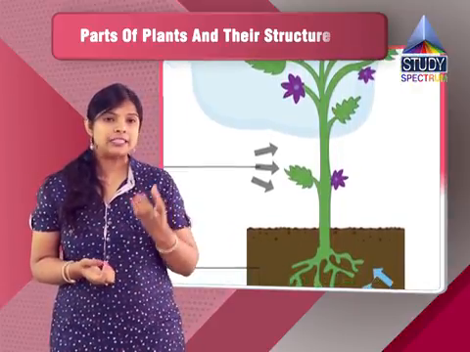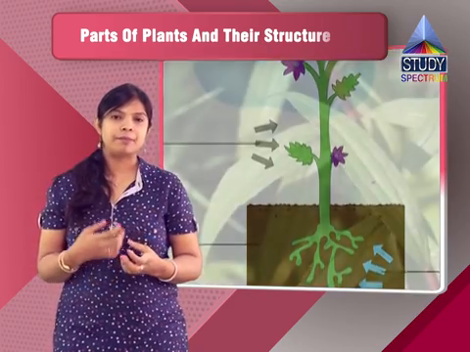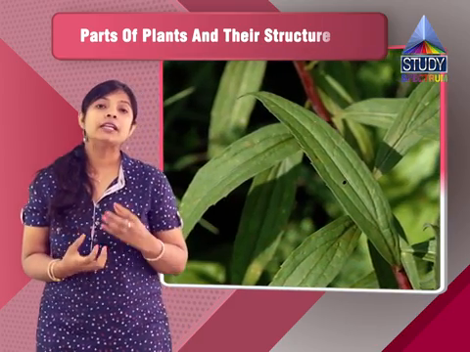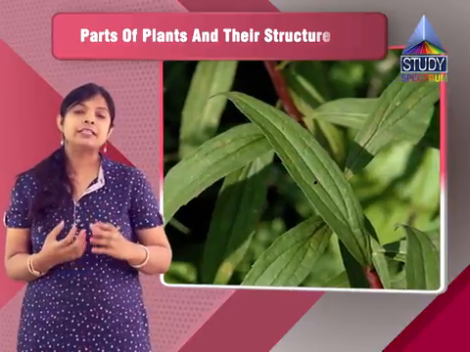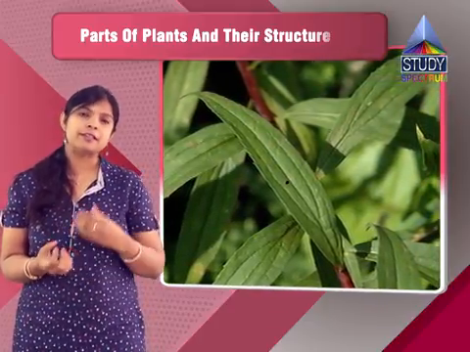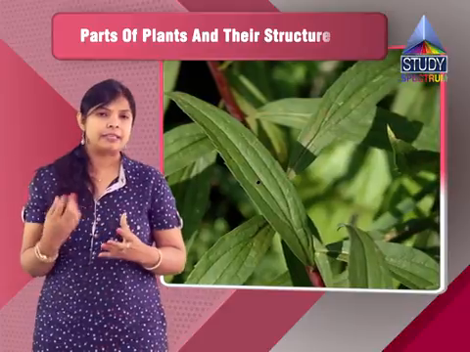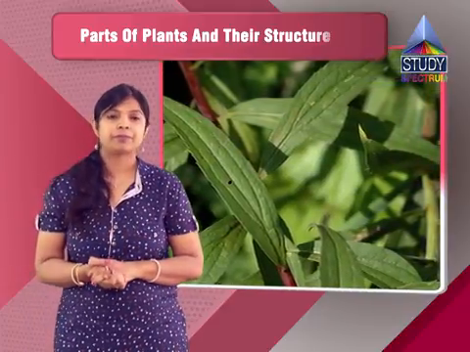Next question, a small leaf-like part at the base of the leaf is called the stipule of the leaf. Sometimes the stipule is present in many leaves and sometimes it is absent in leaves.